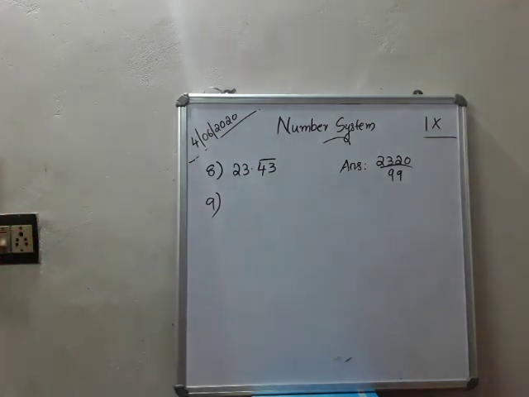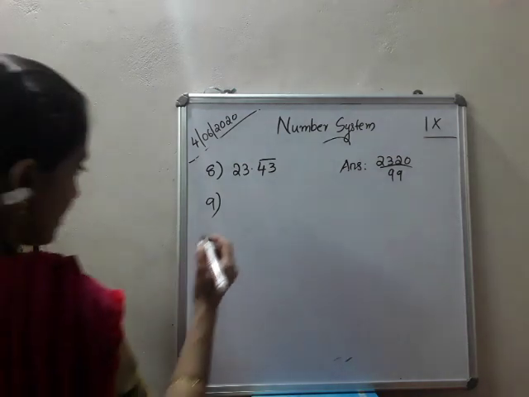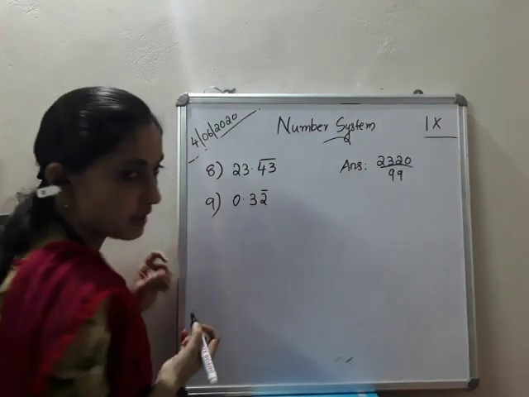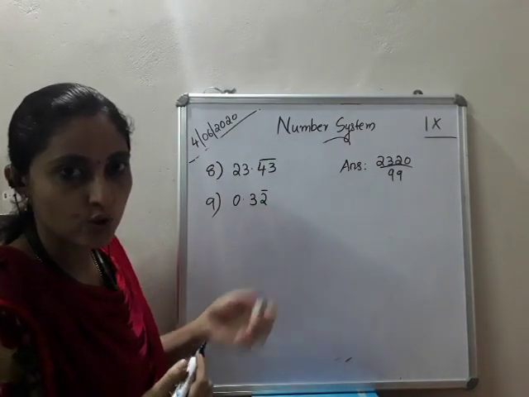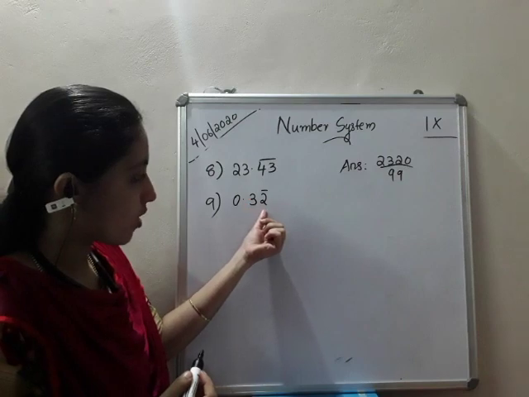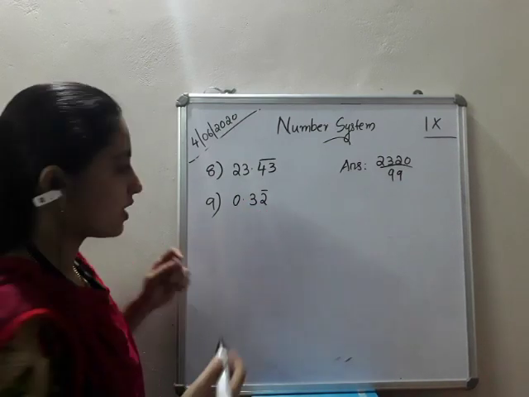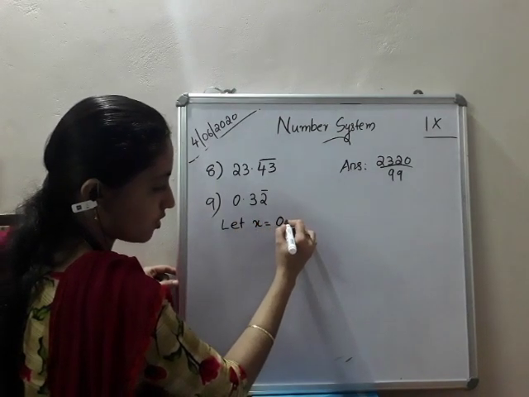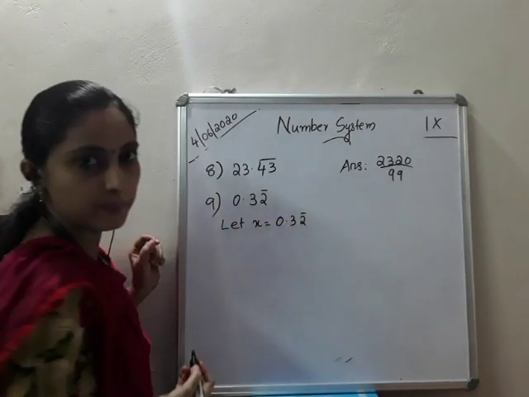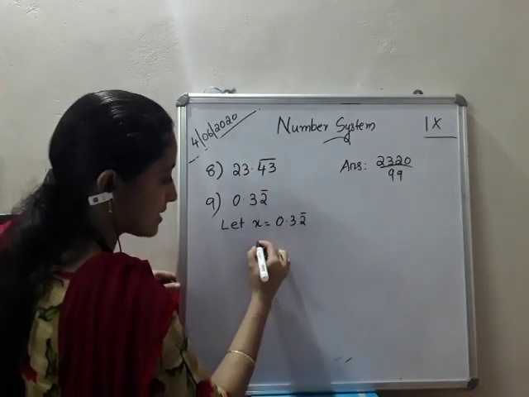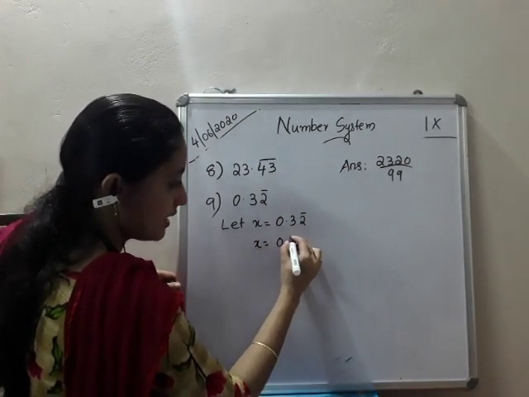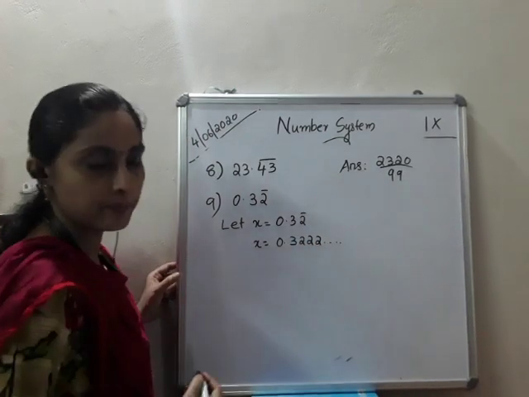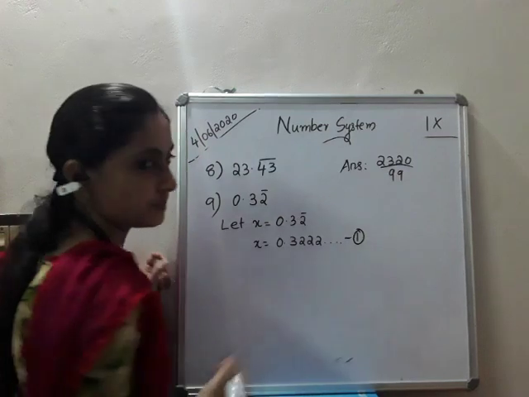9th question: 0.32 bar, and bar is only for 2. So please note that bar is only for 2. Similar way, what is the first step? Let x be equal to 0.32 bar. How can we represent that? x will be equal to 0.322 etc. Only 2 is repeating. That is equation number 1.